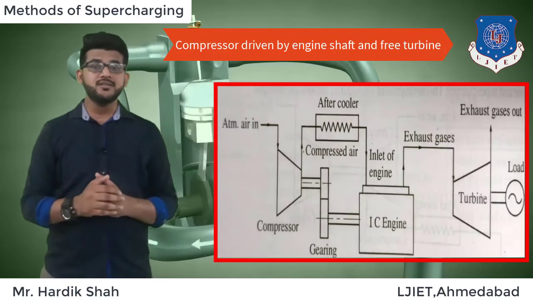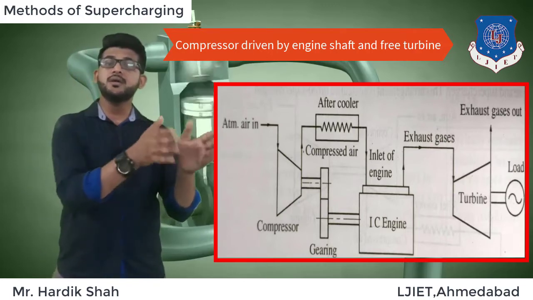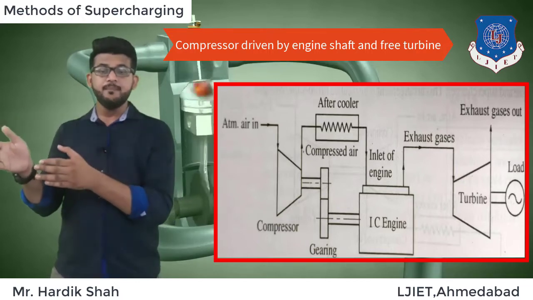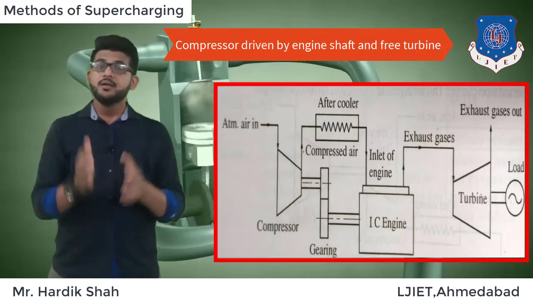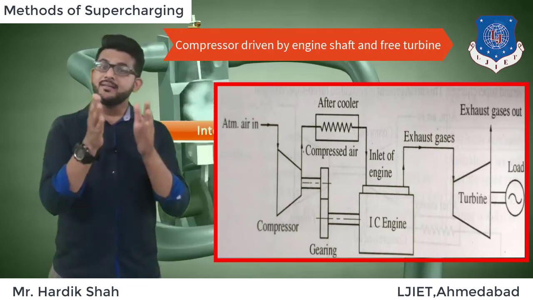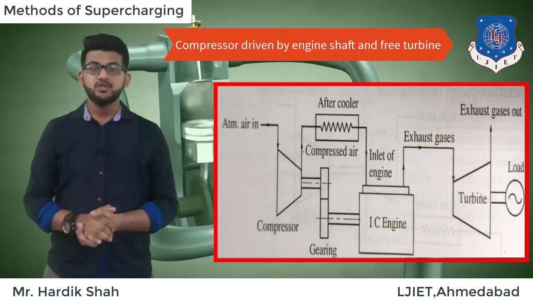Next method is compressor driven by engine shaft and free turbine. In this arrangement, power produced by the engine is utilized only to run the compressor, as shown in the figure. The exhaust gas coming from the engine is utilized to run the turbine. The power produced by the turbine is used for external load, and this arrangement is also known as generator type supercharging. So that was that method.